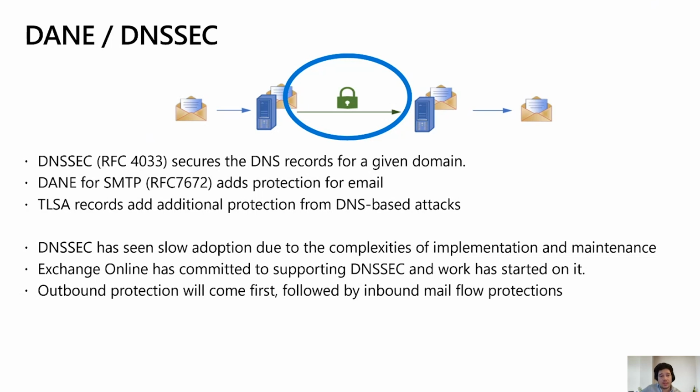With DANE specifically, there is now a mechanism through a TLSA record to add those additional protections against such attacks, and that record is then secured with DNSSEC, which adds certificate-based authentication within DNS records. It's something that's been slow to be adopted. There are pitfalls and complexities around implementation and maintenance, and DNS is not something that changes very rapidly compared to us changing our email service, for instance. And so, with that in mind, it's been a slow process to develop planning and develop a design to implement and roll this out. But it is something that we have now publicly committed to supporting and implementing DNSSEC, and it is currently being worked on. The outbound protection will come first for emails leaving our service, followed by then inbound protection.